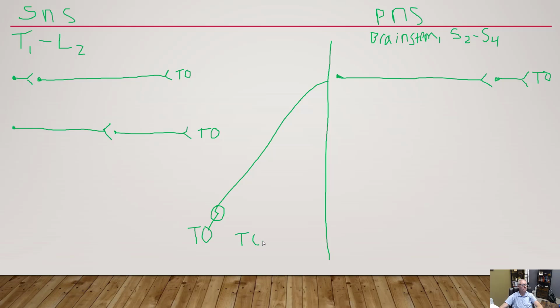Or that ganglia would actually be on top of that target organ. So we would have a very, very long preganglionic fiber, and then a much shorter postganglionic fiber to get to our target organ.